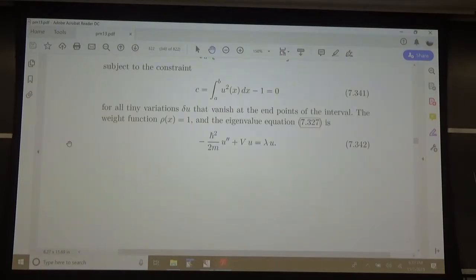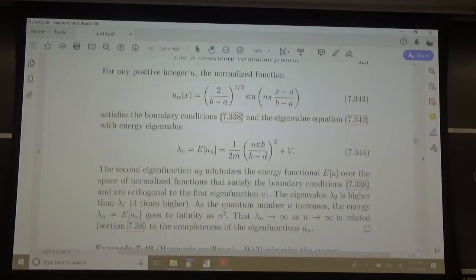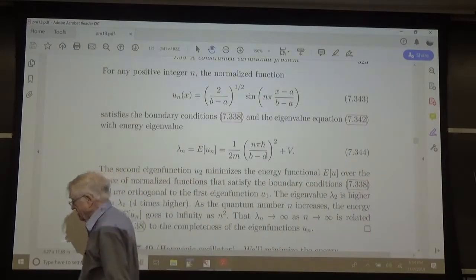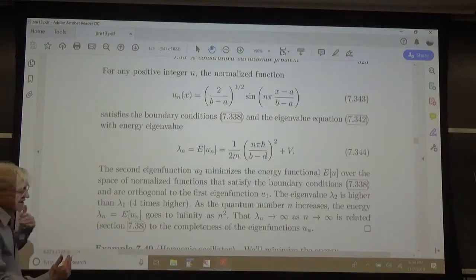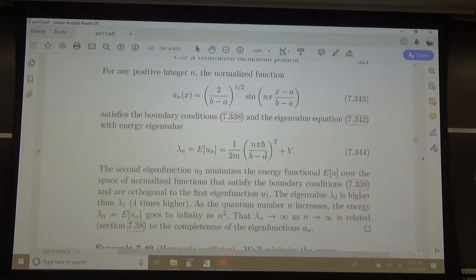So we've taken the weight function equal to 1, and the eigenvalue equation is this, and we can solve this by using sine functions, and this particular sine function is such that when x is equal to a, it's the sine of 0, and that's of course 0. When x is equal to b, it's the sine of n pi, and that's also 0. So this satisfies the Dirichlet boundary conditions.